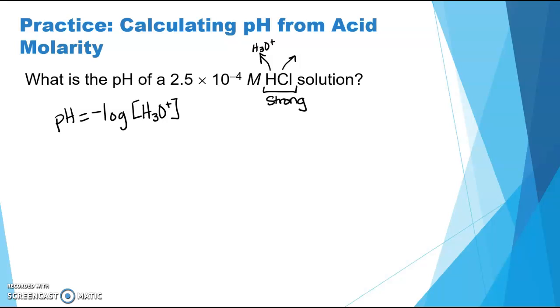assuming it's a strong acid. And in this class, we're not going to worry about what to do when it's a weak acid. We won't be doing those calculations. You can save those for a future chemistry class if you pursue chemistry and biology in your future. So from there, I want to do pH equals negative log, and then that value, 2.5 times 10 to the negative 4, the hydronium ion concentration, right there.